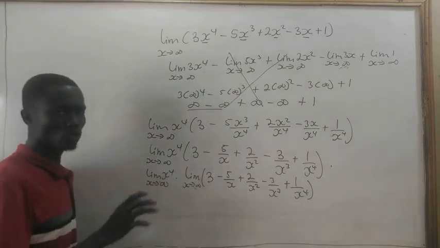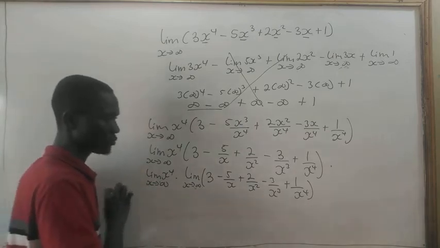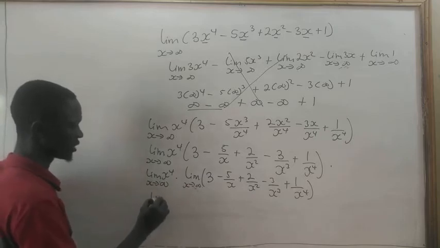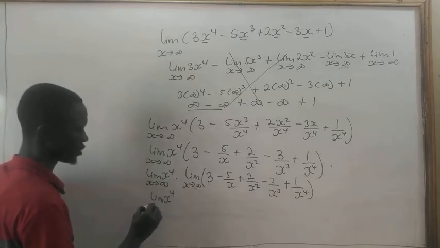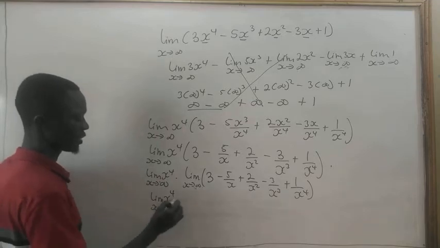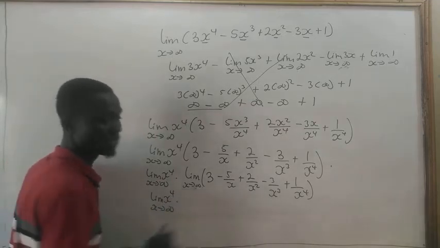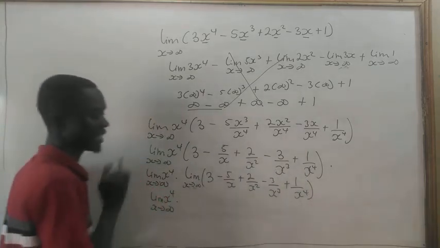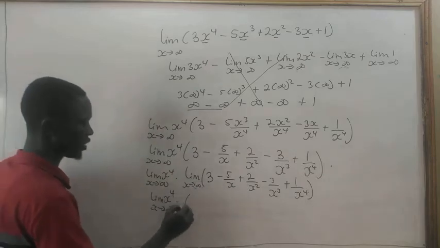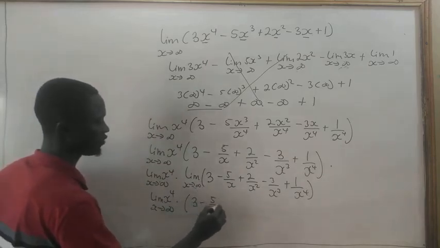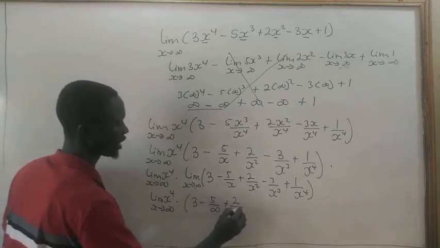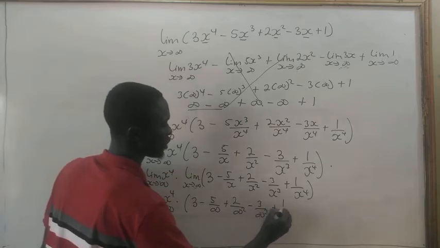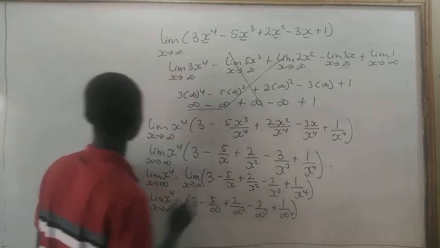Now, I want to write some property down. So let's keep this one. This one will be the limit of x to the power 4 as x approaches infinity times. Now let's put in the limit, because we take the limit of this, the limit of that, and the limit of that as x approaches infinity. So here we are going to have 3 minus 5 divided by infinity plus 2 divided by infinity squared minus 3 divided by infinity cubed plus 1 divided by infinity to the power 4.